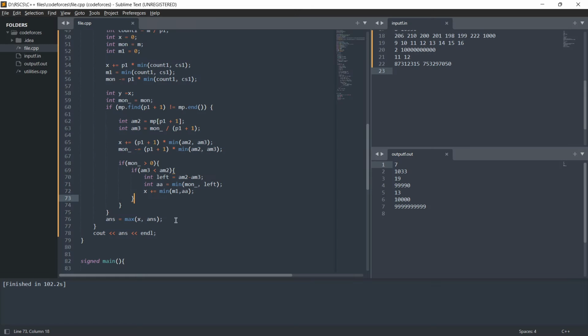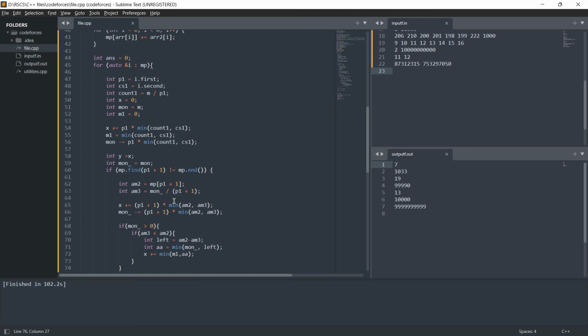So for each and every case repeat, and find the maximum answer which you can generate. So that's how you can solve the problem B2.